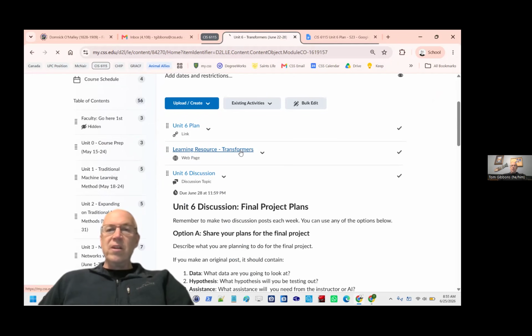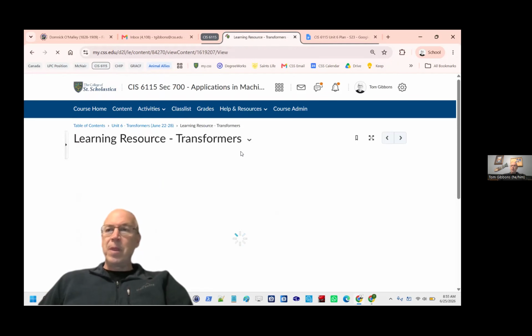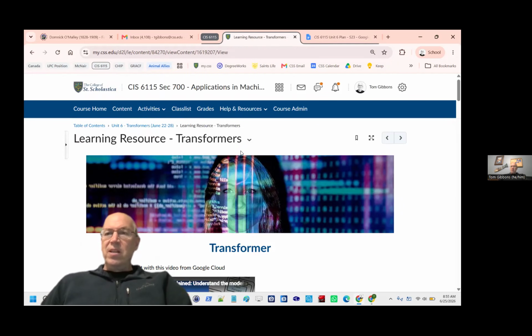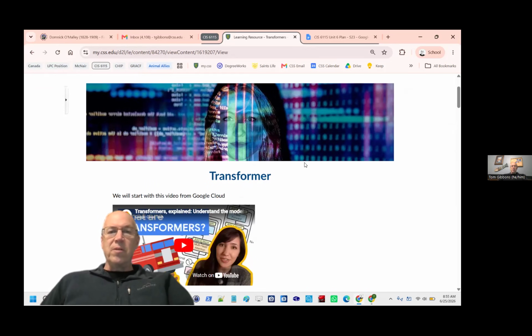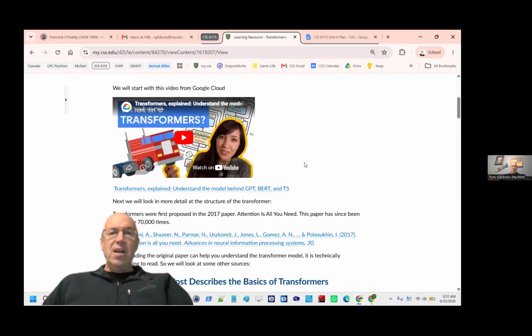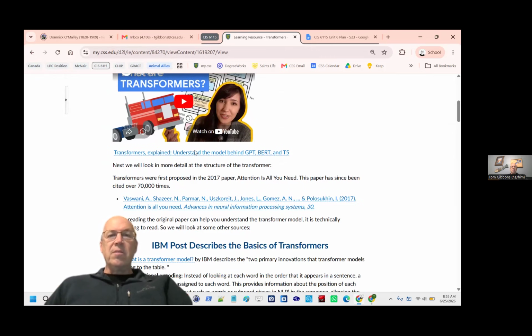So let's go to the learning resources first. Transformers have really taken over the world in the last 5 years. All large language models and stuff like that work with transformers. So it's good to see a little background and see where these came from. This is just a little background on transformers and the early systems.